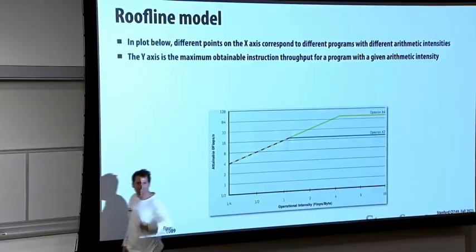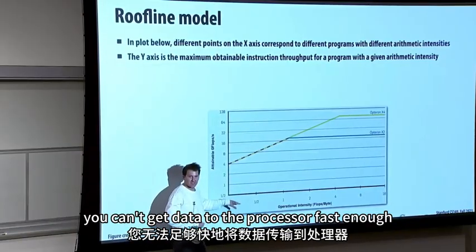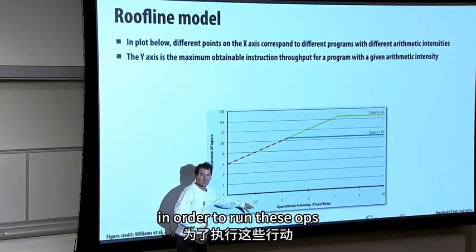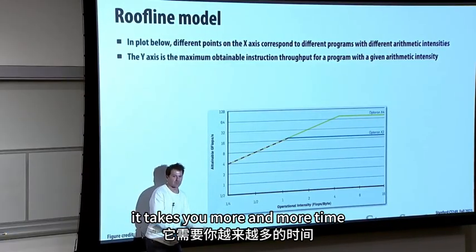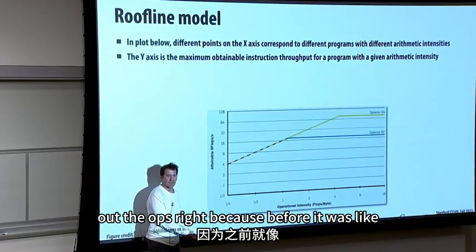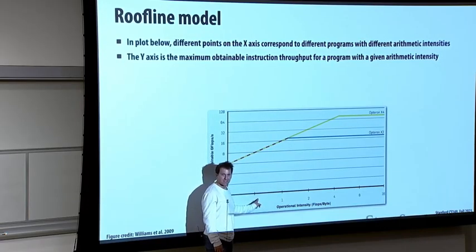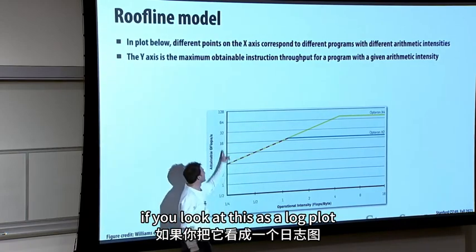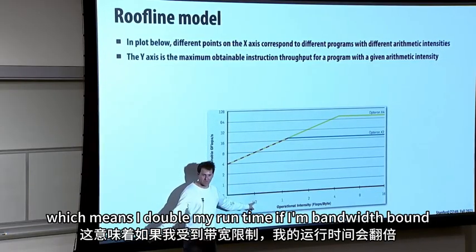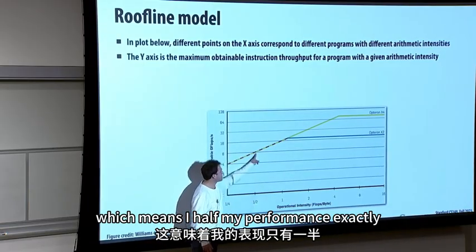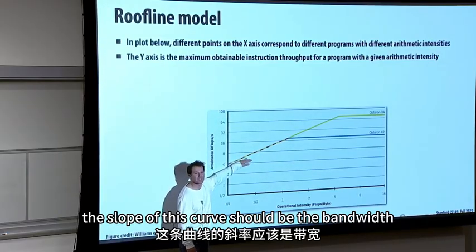Why is that? At that point, it's memory bound. At that point, you can't get data to the processor fast enough in order to run these ops. And so as you begin to lower arithmetic intensity, it takes you more and more time to get the data to the processor in order to carry out the ops, right? Because before it was like 1 byte per op, and now I've got to get 2 bytes per op. So it takes me half the time. If you look at this as a log plot, I used to get done at 16 gigaflops. I double the amount of bandwidth per op, which means I double my runtime if I'm bandwidth bound, which means I halve my performance. Exactly. So if you look carefully at this, the slope of this curve should be the bandwidth.